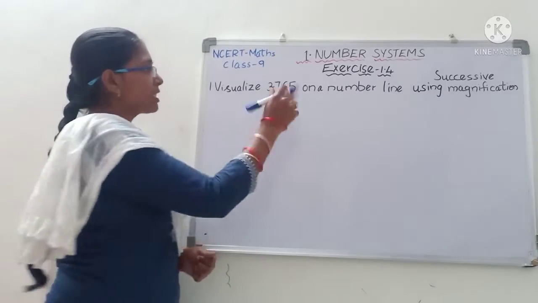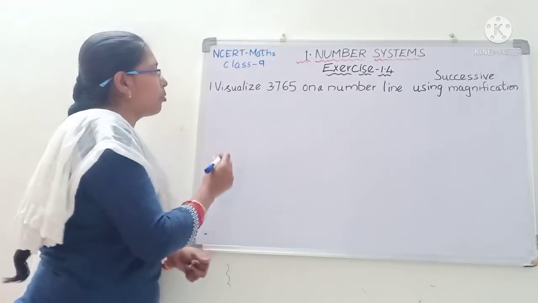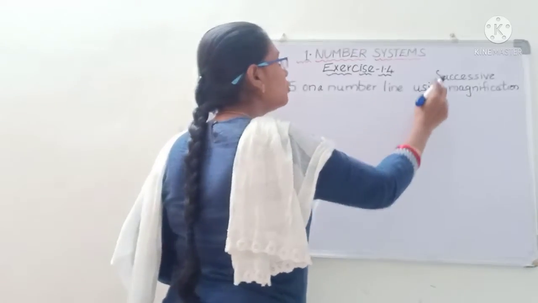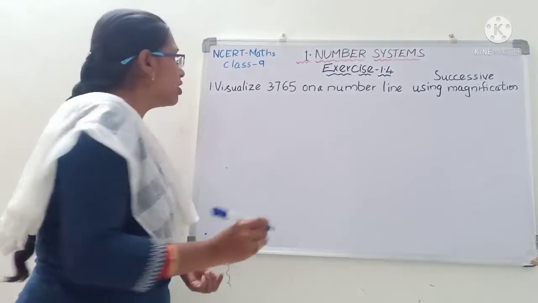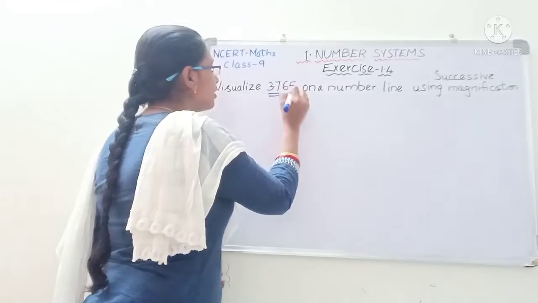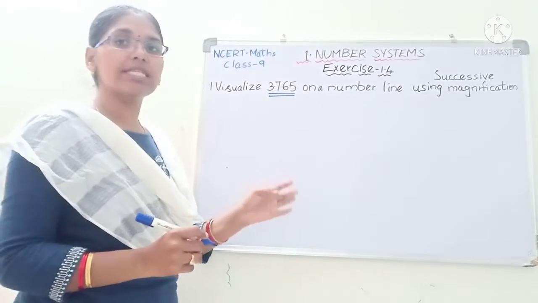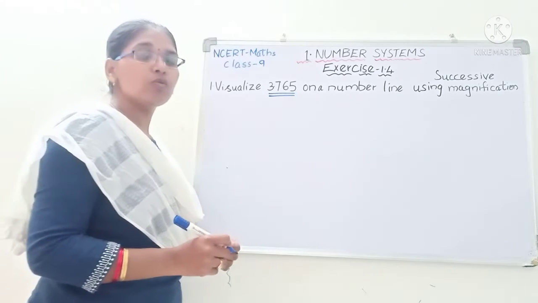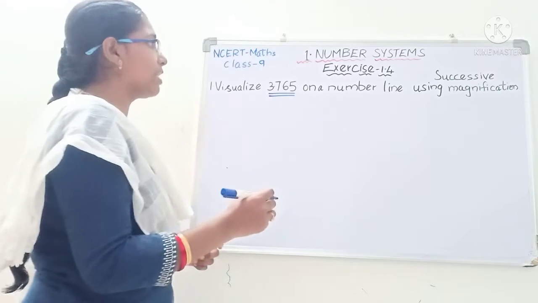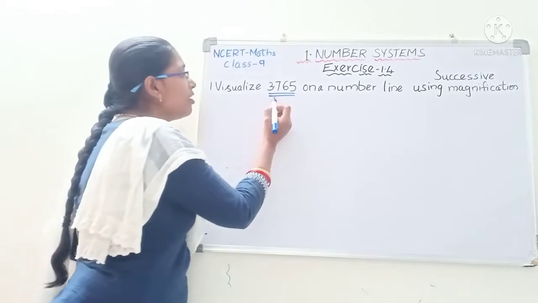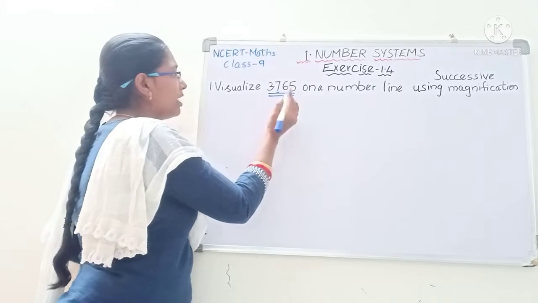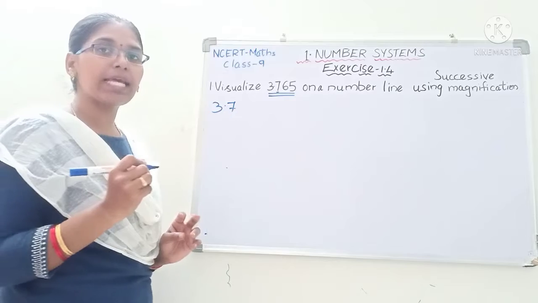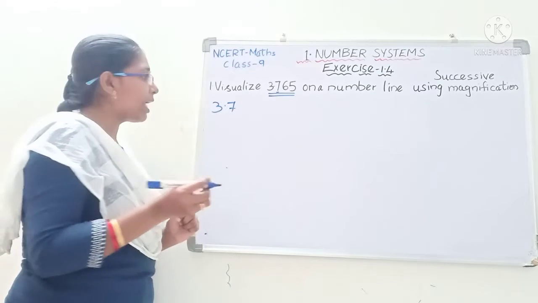Let's solve problems of exercise 1.4, children. First problem. Visualize 3.765 on a number line using successive magnification. So, we should check where 3.765 is present on the number line. How do you do this, children? Using the successive magnification method. So children, first consider till one decimal point, 3.7. Where will this be on the number line, children?